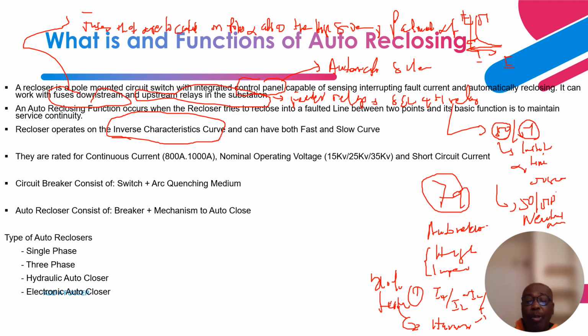Okay, so let me rephrase this again. Let's take a look at the inverse characteristics. The lower the current, the more time you have over here. So as you can see, more time. That is the inverse characteristic, and that's how it operates. The recloser basically operates on a similar inverse characteristic. That is, the higher the current, the shorter the time to operate. The lower the current, the more time you have to operate.